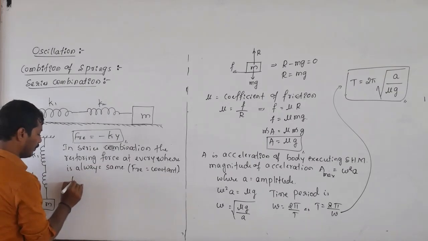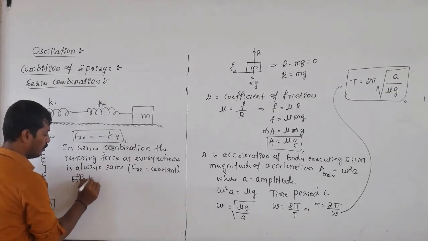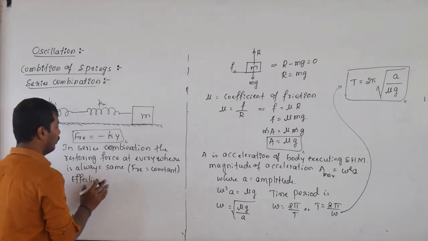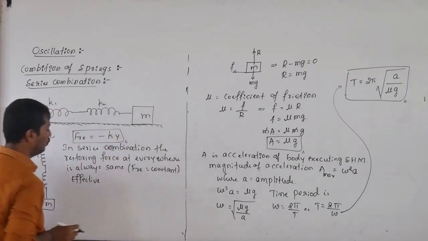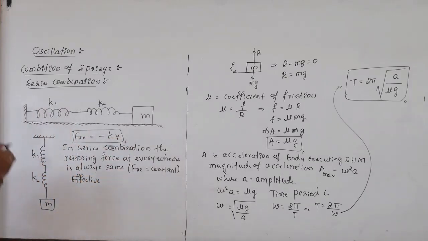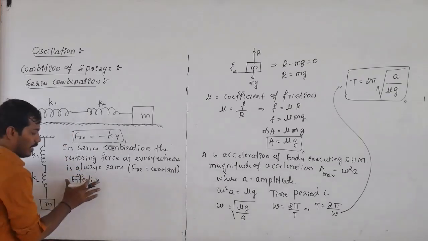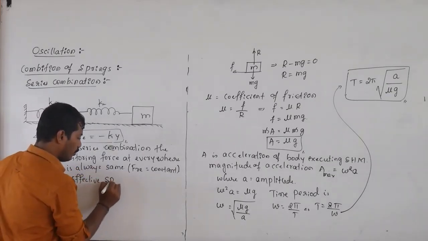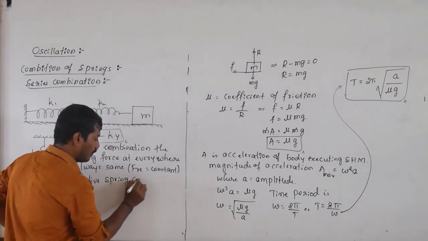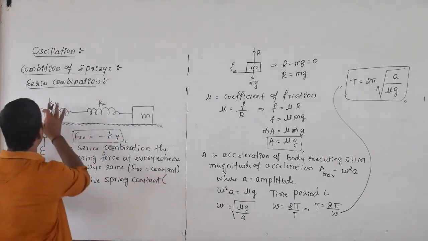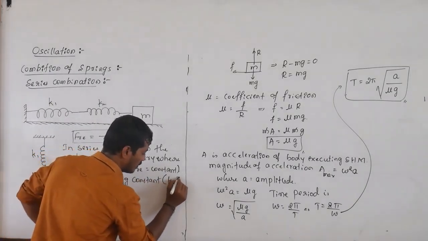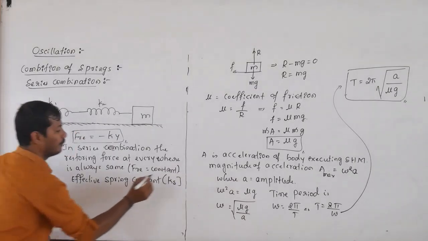Okay, first one, effective. I'll write directly. What forces are there here? One, two points are there, forces and displacement. The force is constant. Now the effective spring constant in series combination, call it Ks.